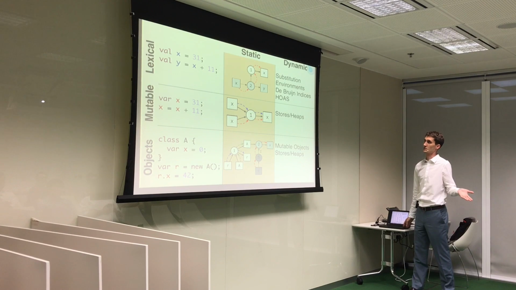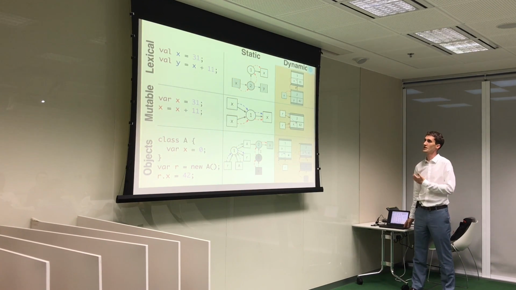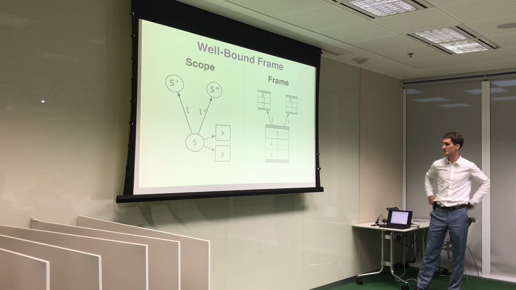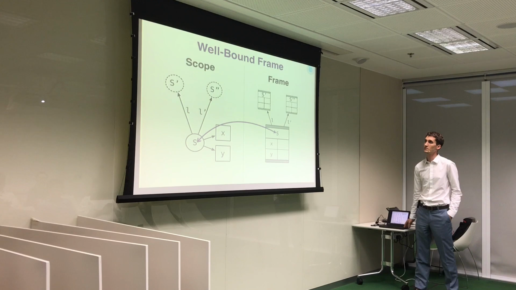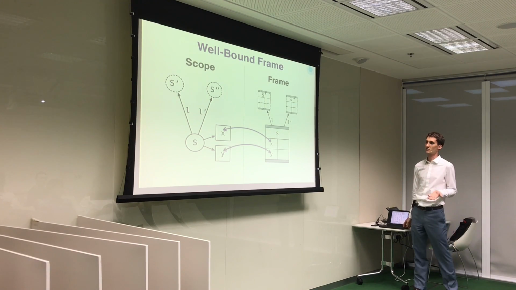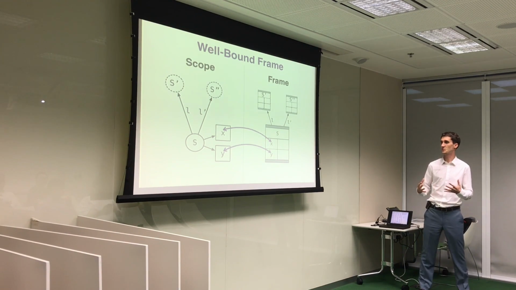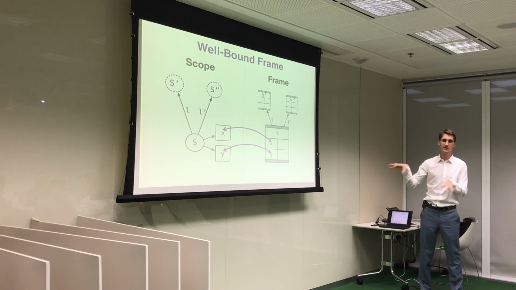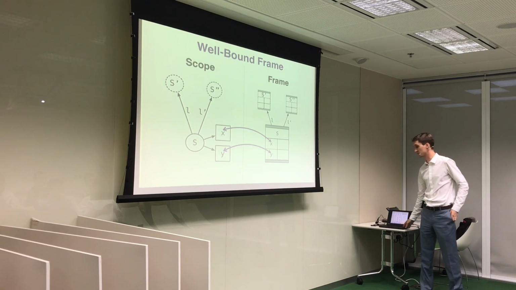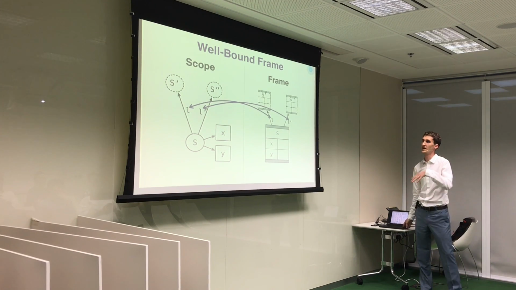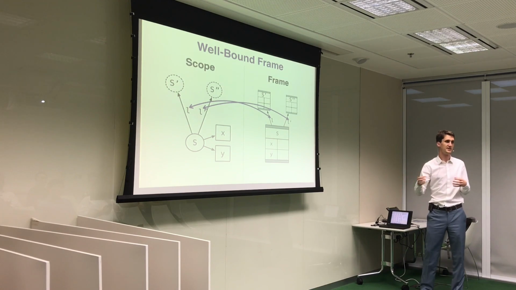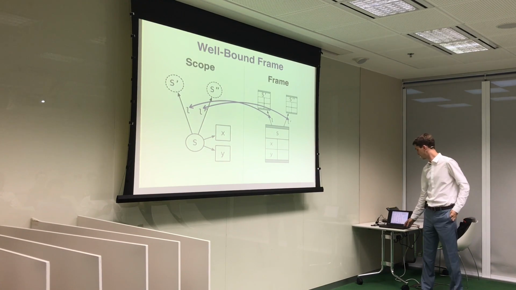So we have the static definition, we have the dynamic definition, and using that, we can have this famous property of well-bound frame and well-typed frame. So well-bound frame is what I was talking about: the view that you have on one side is exactly the view that you have from the other side. So every definition in your current scope has to be instantiated with a value, and every edge that can lead you outside of your current frame has to be populated and has to point to something that is also instantiated.